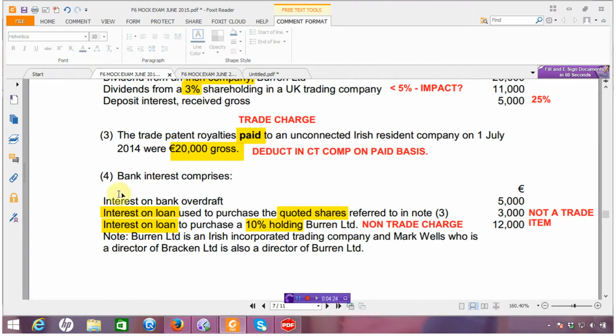So more of that later. In terms of this area of interest, obviously bank interest must be a normal trading expense. We've got a couple of items here. I think there's an error in the answer in terms of these items.